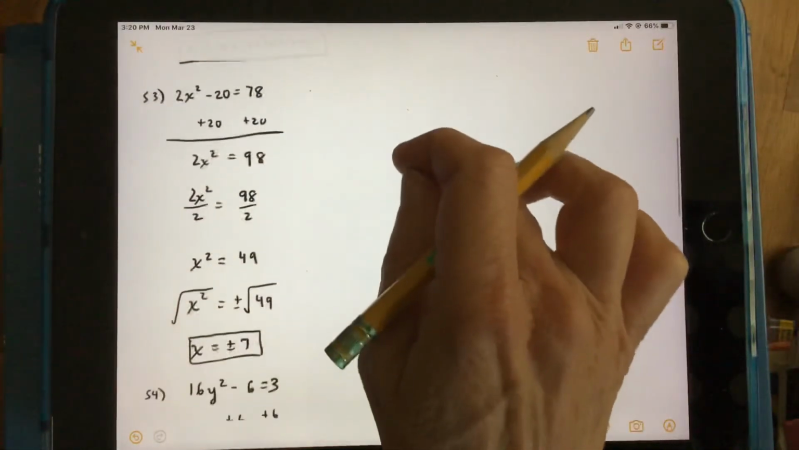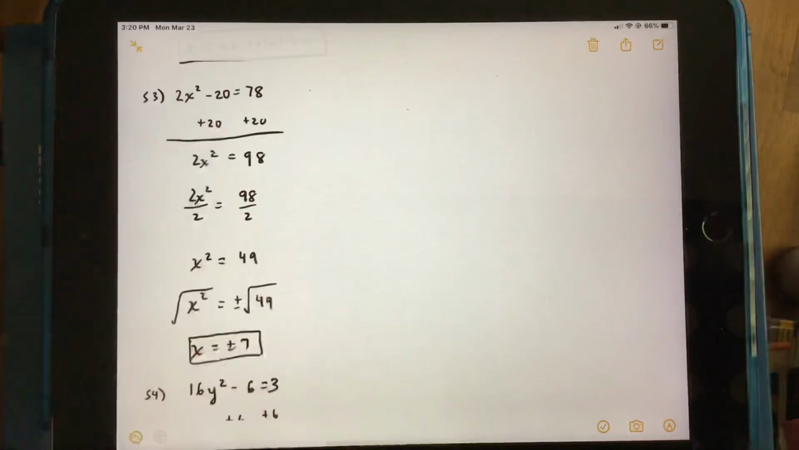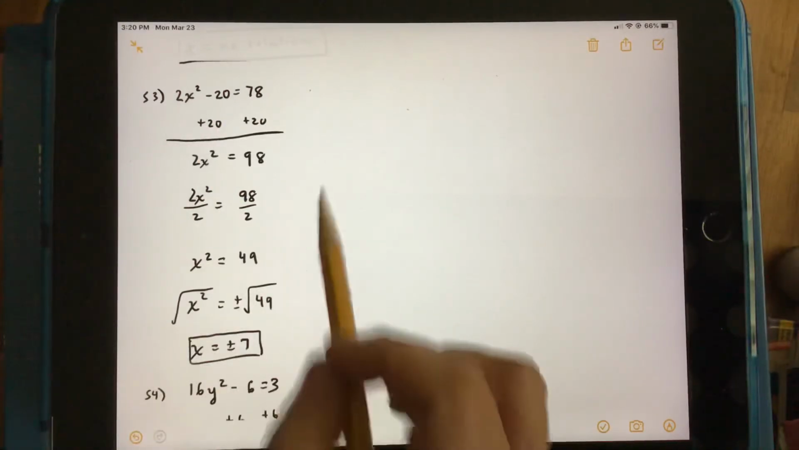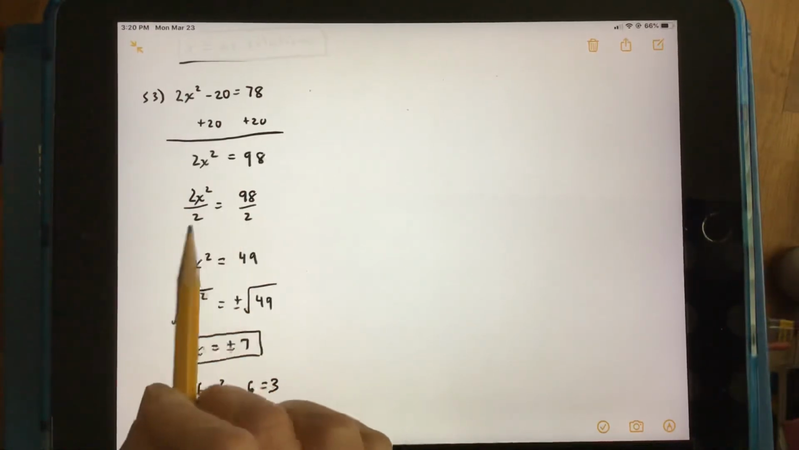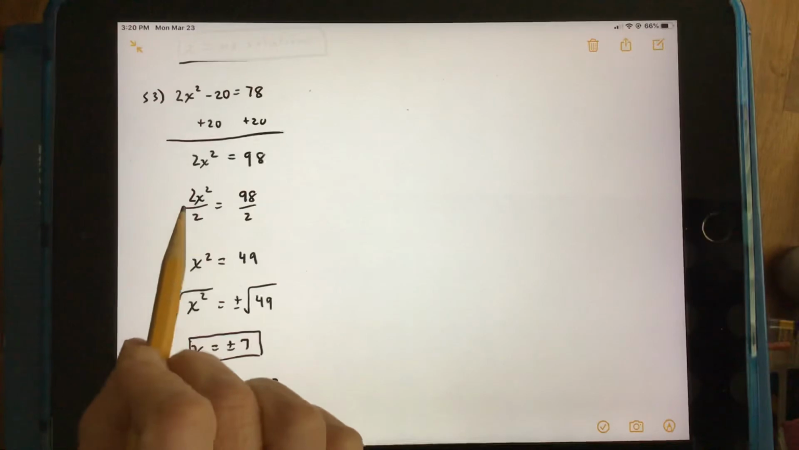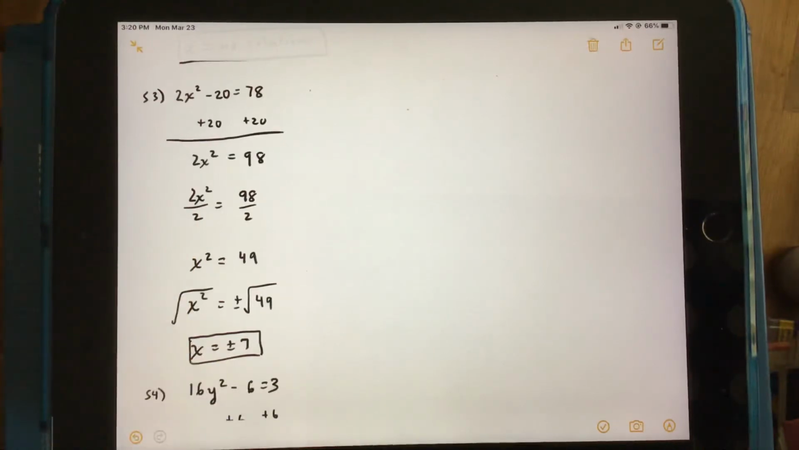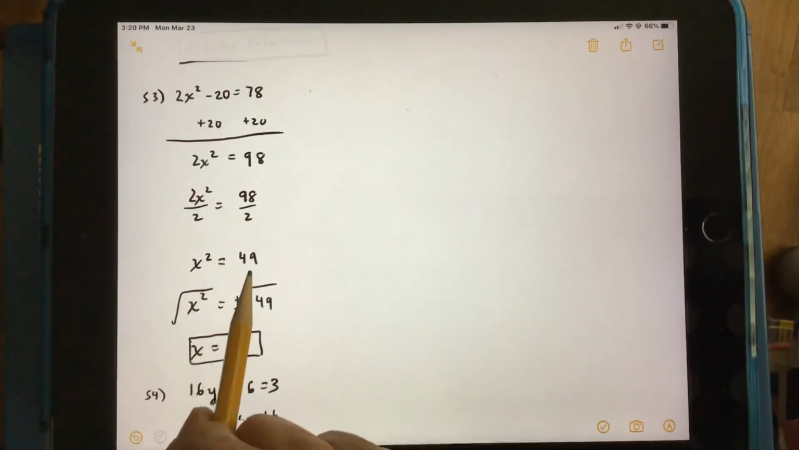Sample 3. Sample 3, we're solving 2x squared minus 20 equals 78. First step, we're going to add 20 to both sides. That'll give us 2x squared equals 98. Then we're going to divide by 2 on both sides to undo the 2 that is attached to that x squared with multiplication, and that will give us x squared is equal to 49.